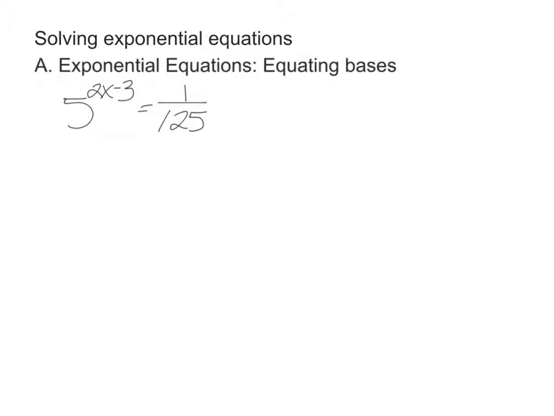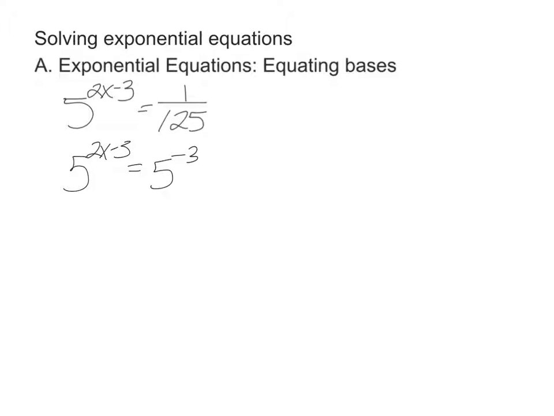We're looking at solving exponential equations. The first method we're going to look at is equating the bases. So when you look at the problem, are the bases of each exponent powers of the same number? In this case, we have 5 and 1 over 125, and we should know that 1 over 125 is equal to 5 to the negative 3 power. So we now have the equation 5 to the 2x minus 3 is equal to 5 to the negative 3.